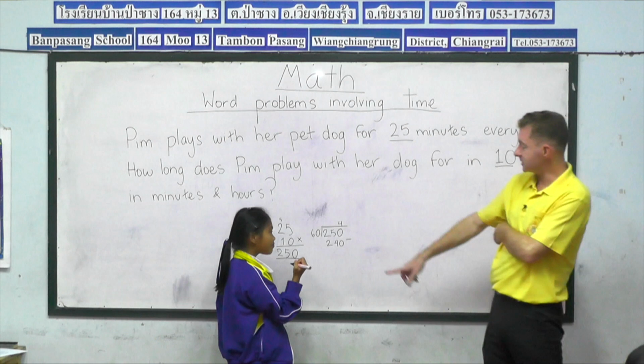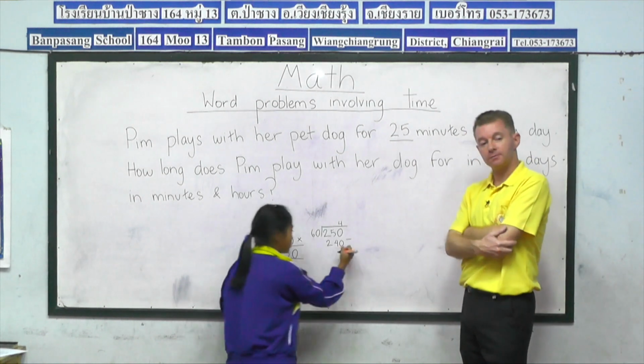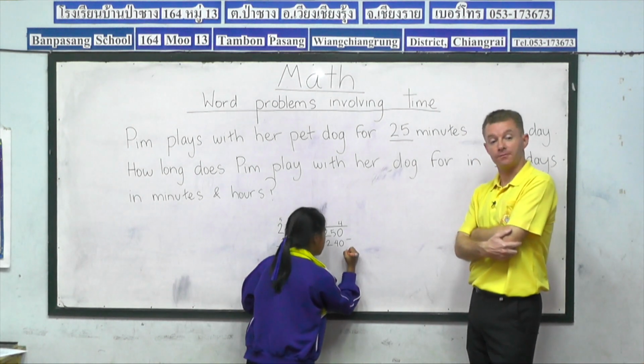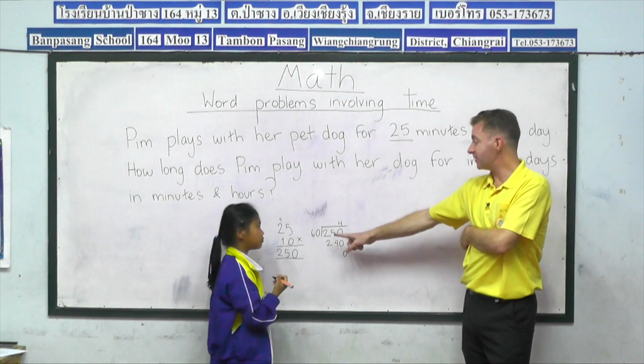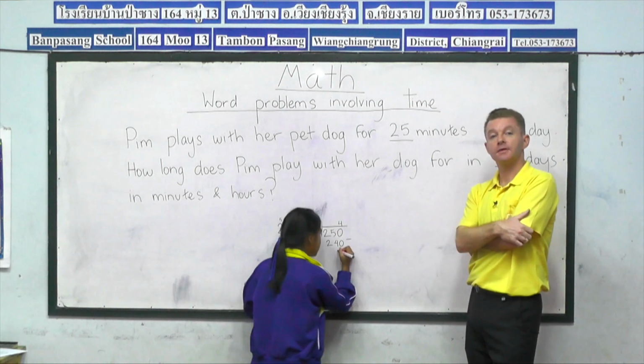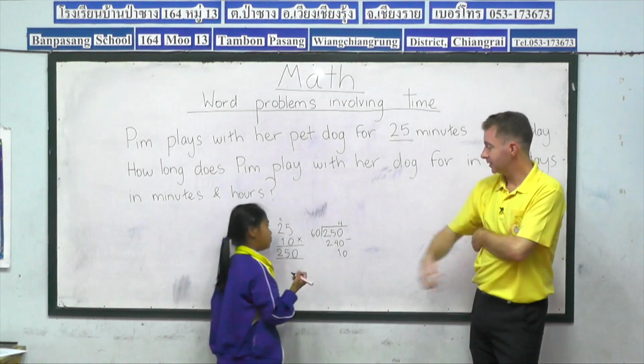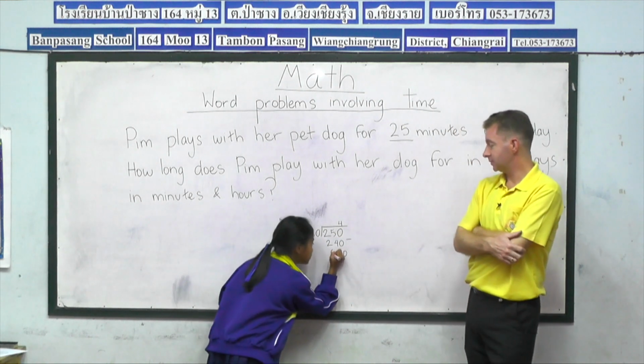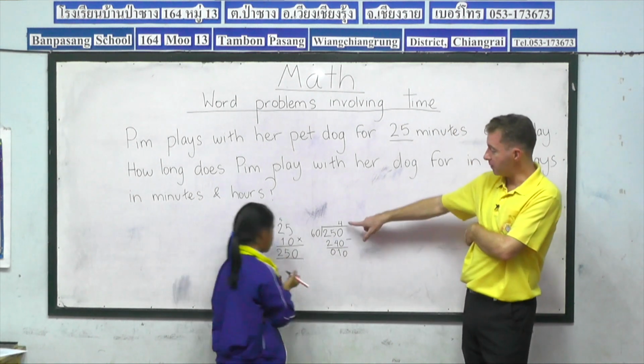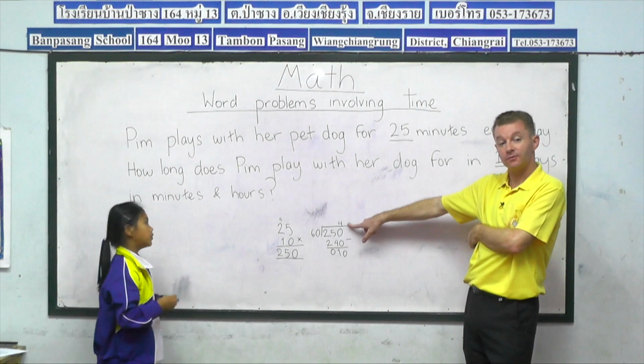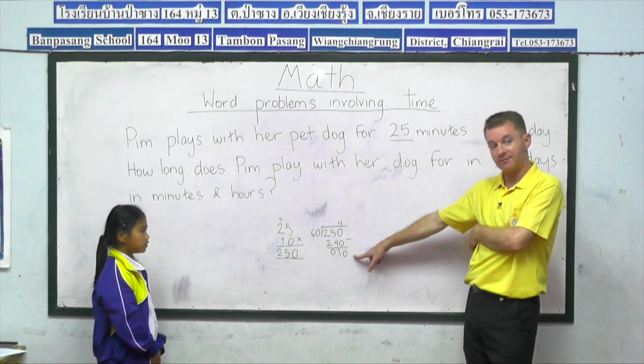What do we think, guys? 0 minus 0 is 0. 5 minus 4 equals 1. 2 minus 2 equals 0. So how many hours do we have? 4. How many minutes do we have left over?